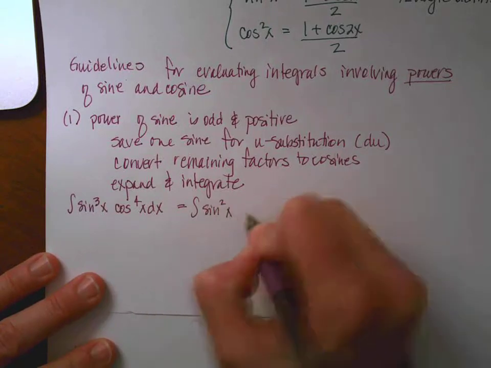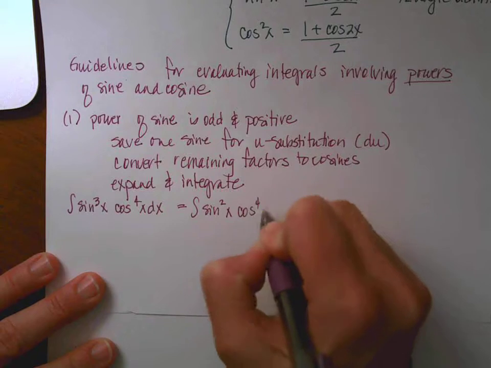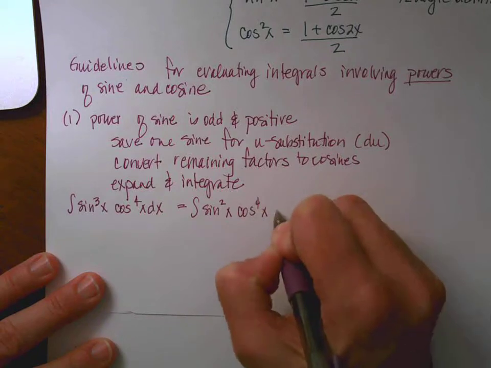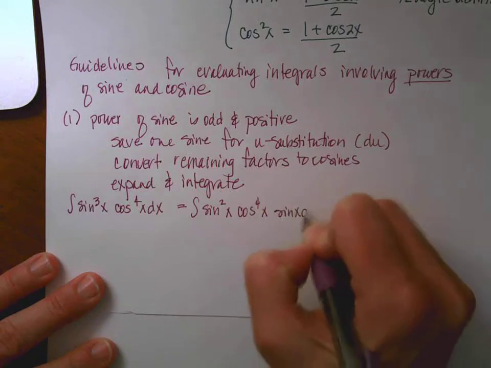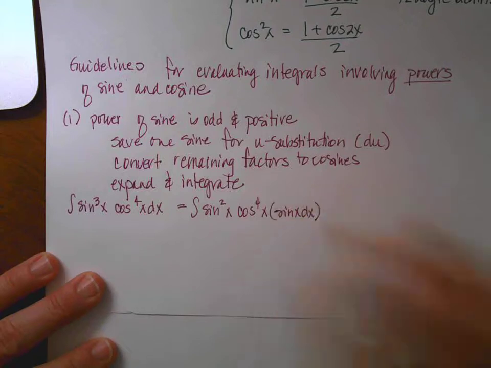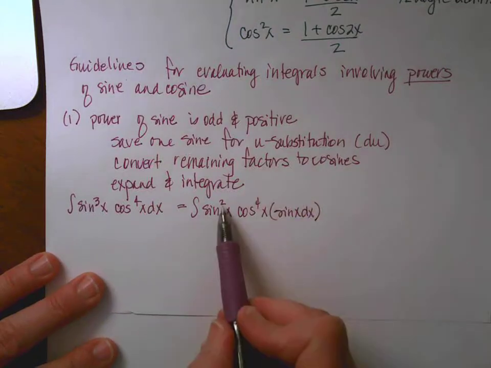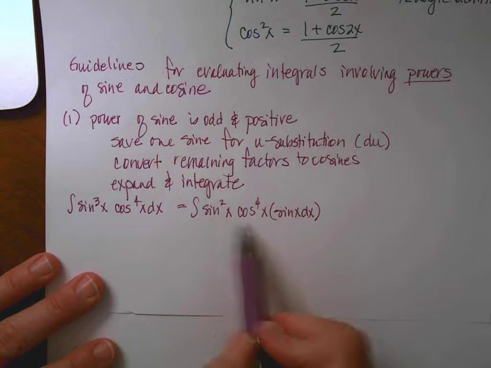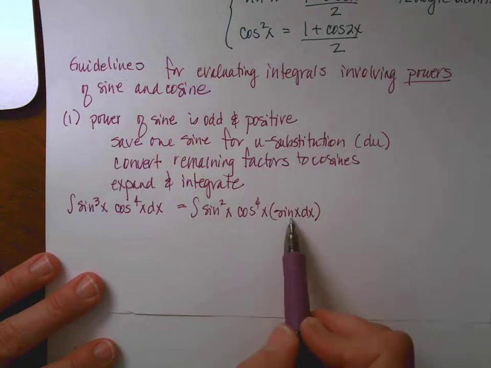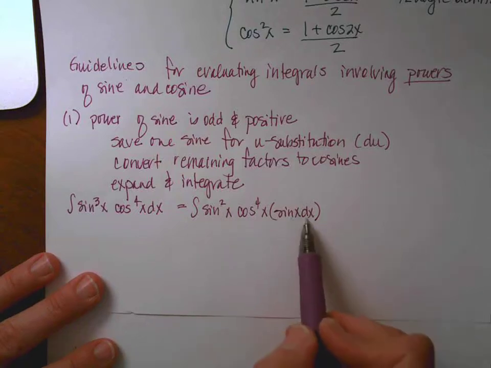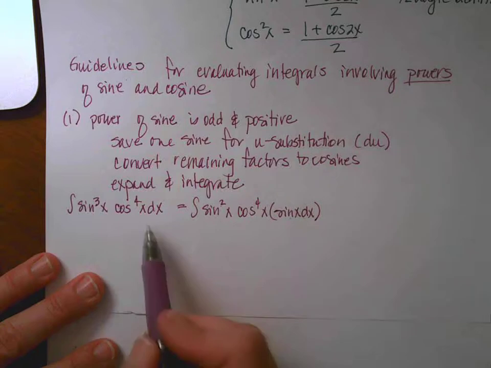So I'm going to write the sine squared of x cosine to the fourth of x, and then I'm going to write the sine of x dx. And that little guy is going to play together. So notice what I did. This was to the third power, and I just borrowed one of them and stuck it over here because I'm going to use this for my du later.